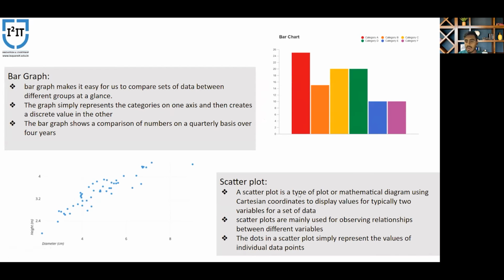This is the scatter plot. It is a type of plot, a mathematical diagram that uses Cartesian coordinates to display the values of two variables of a data set. Scatter plots are mainly used for observing relations between different variables. This is used to understand the relation, which is the correlation between the two variables. And the dots in the scatter plot are used for representing the visual individual data points.